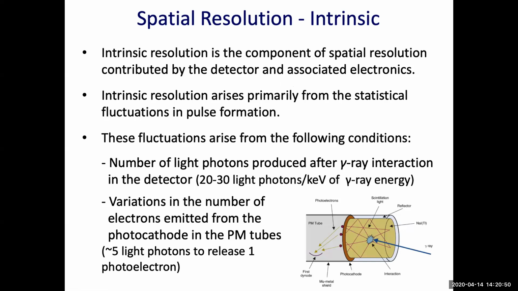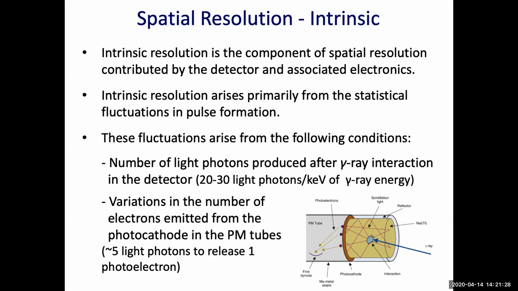We say that because about 20 to 30 light photons are produced for every keV of gamma energy. So every keV of the incident photon will produce about 20 to 30 light photons in the crystal. There is a statistical variation in the number of light photons produced by the absorption of a given gamma ray energy in the detector. Sometimes it produces 20, 25, 30, so it is not a fixed number. This fluctuation of the number per keV impacts the intrinsic spatial resolution. We don't have the same number every time, so it is a statistical fluctuation.